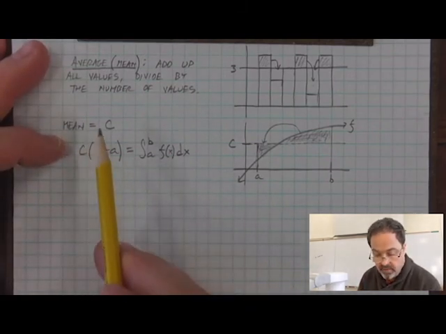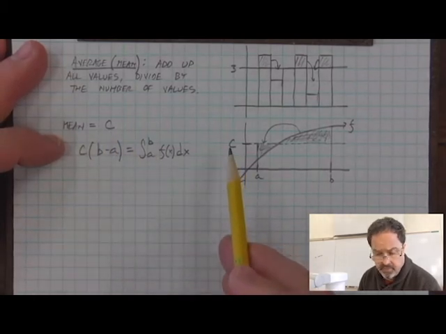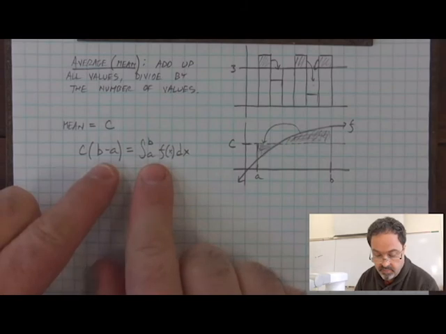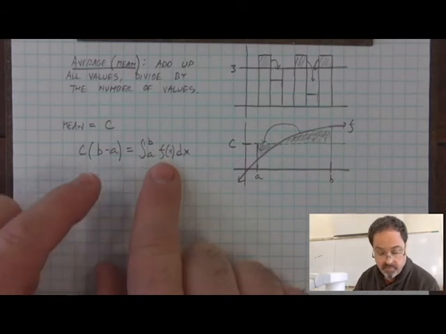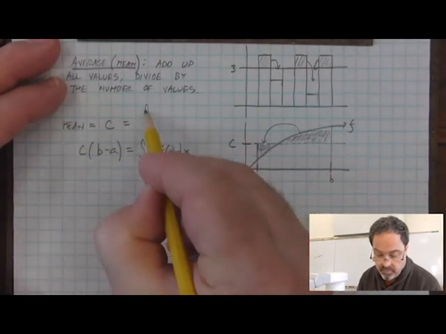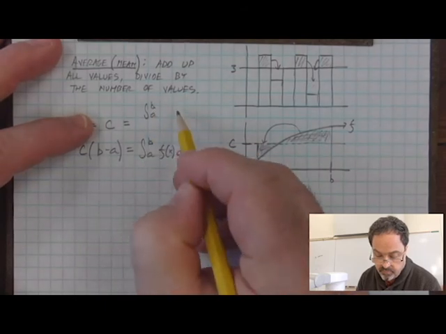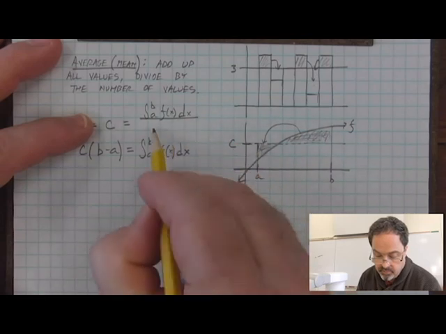And if we have given the letter c to represent the mean or the average value of the function on this interval, then we can solve this equation that compares the rectangular area to the area under the curve for c by dividing by the width of the interval, b minus a. When we do, we get the expression, the mean c is equal to the area under the curve divided by the width of the interval.